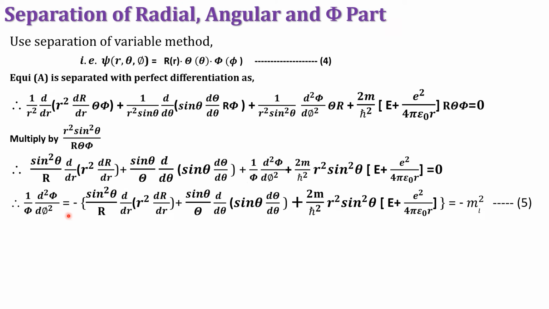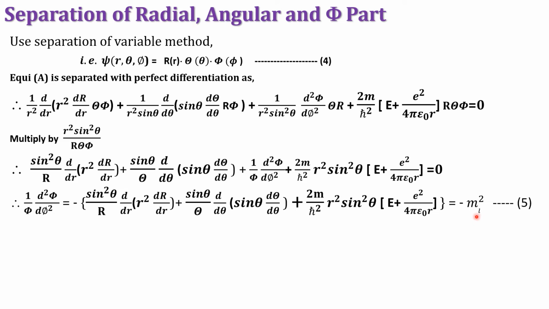1 upon Φ d²Φ by dφ² equals, if we keep all terms on one side, minus the bracket of sin squared θ by R into d by dr of r squared dR by dr, plus sin θ by Θ into d by dθ of sin θ dΘ by dθ, plus 2m by ħ² into r squared sin squared θ into (E plus e² divided by 4πε₀r). If the φ term balances with all the other terms on one side, then each side must be equal to some constant, and that constant we choose as minus ml squared.